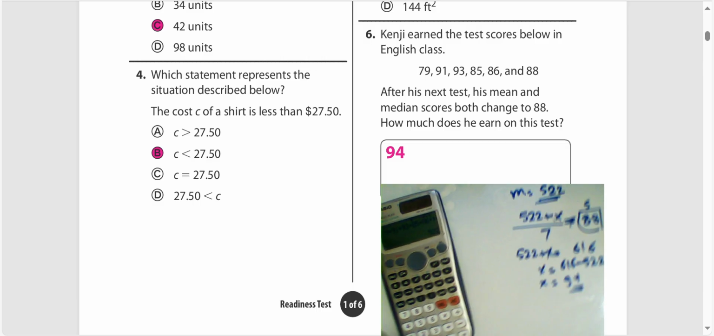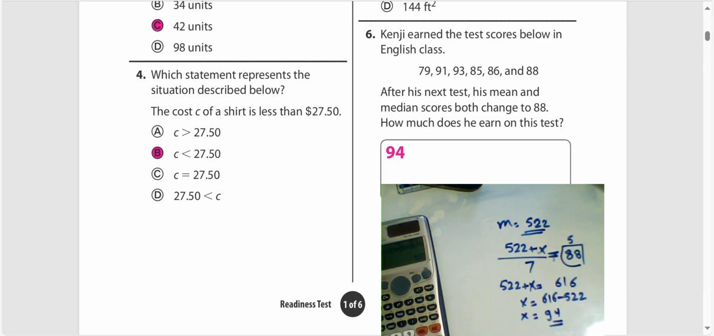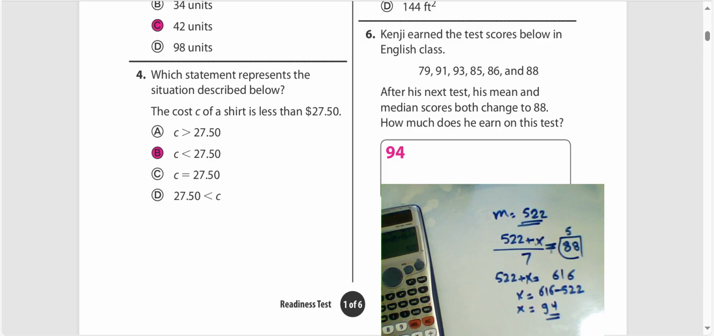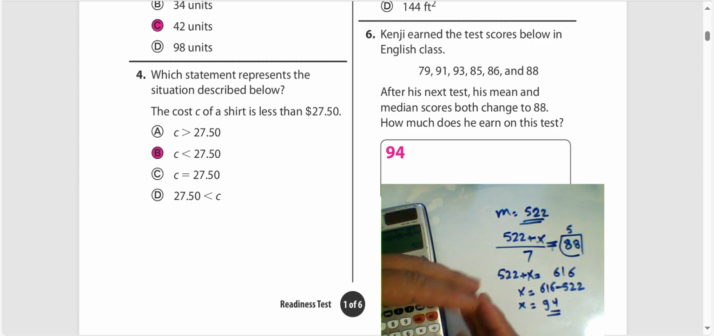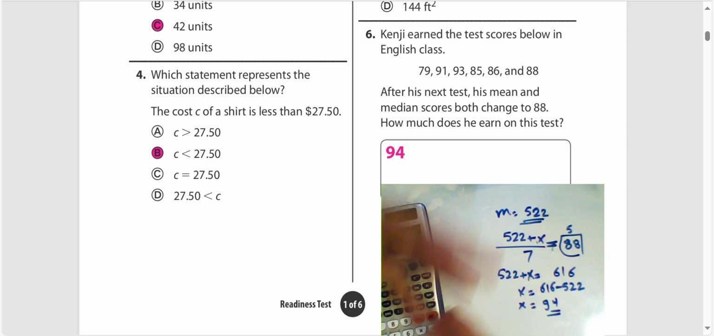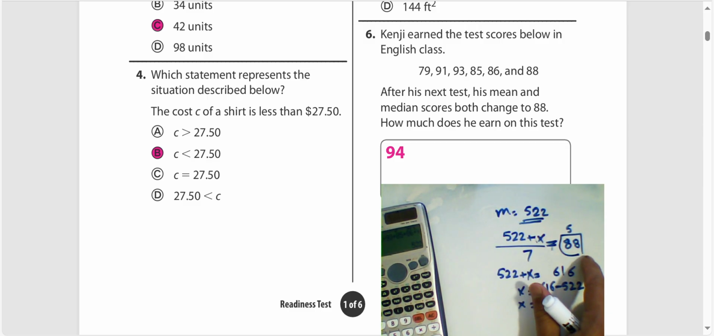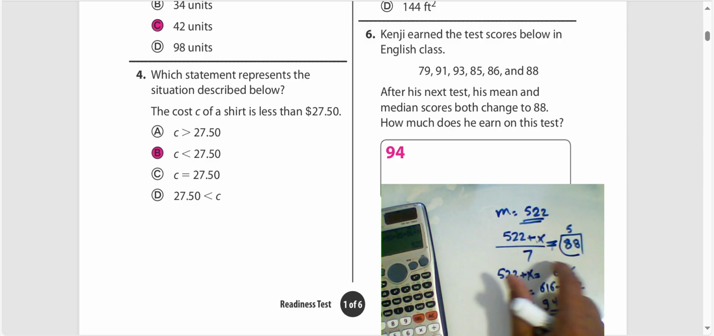You know the steps or not? Okay, the first step, the sum was 522, and the number of degrees was 6. If we add a new degree, it will change. The median will change to 88. Then we write here 522 plus x divided by 7 equals 88, and then x equals 94.